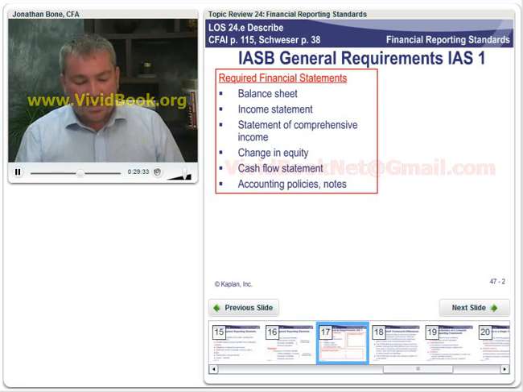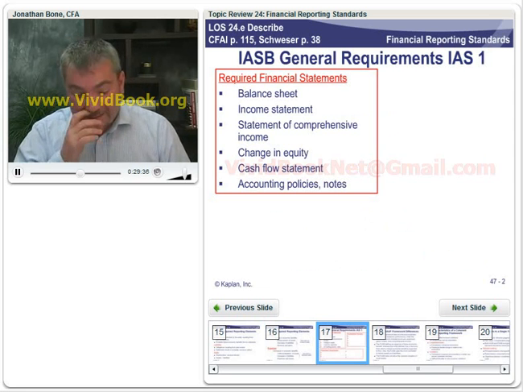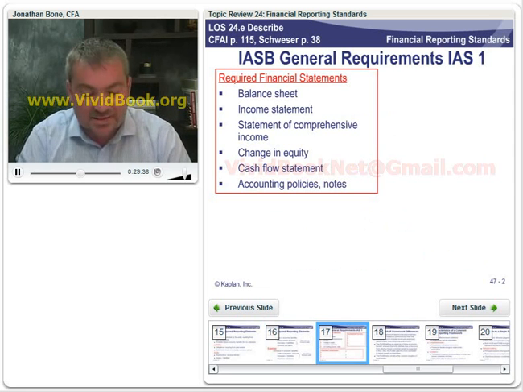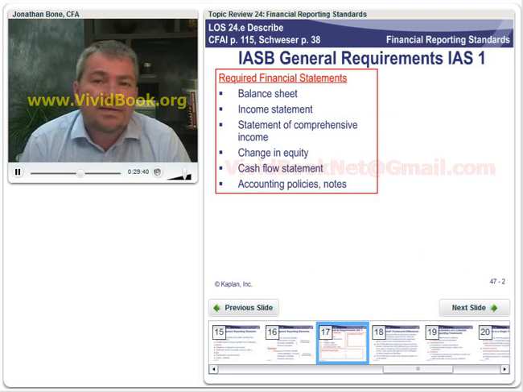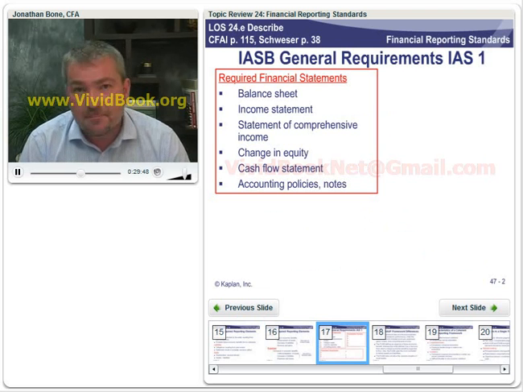Now, our next LOS is asking us, or in fact the same LOS, it's really asking us to describe the general requirements of International Accounting Standard number 1. So first of all, let's have a look at these required financial statements. I don't think we're going to see any shocks here. You've got to produce a balance sheet. You've got to have an income statement. And of course, that income statement spans between last balance sheet date and this year's balance sheet date.